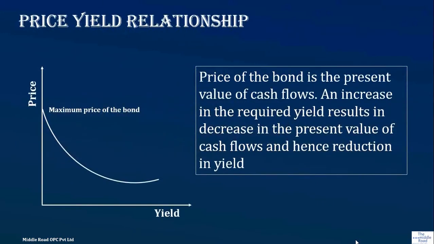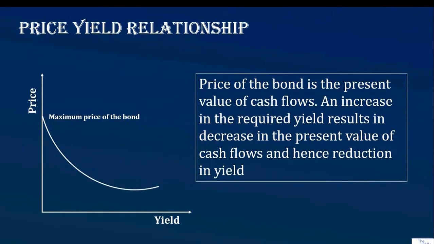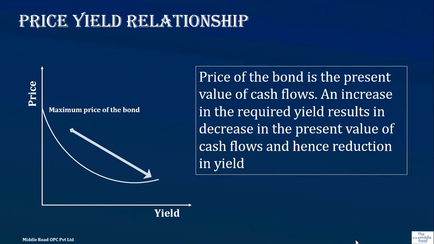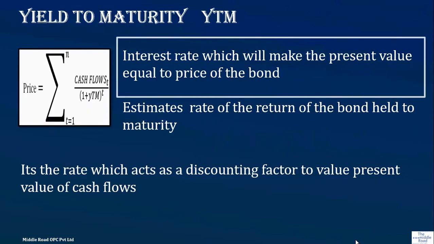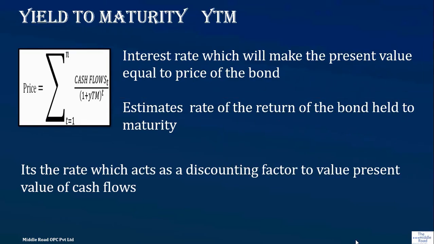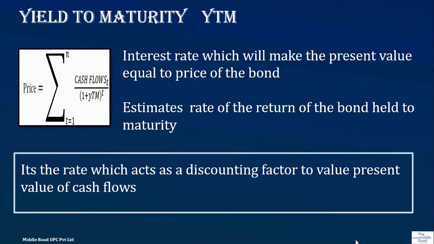In the value model which I've uploaded, any increase in the required yield would decrease the price of the bond. That is how the yield-price relationship moves. When we are talking about yield to maturity, it is basically the interest rate which will make the present value equal to the price of the bond. Yield to maturity is the discount factor. It is basically the return of the bond when it is held to maturity.